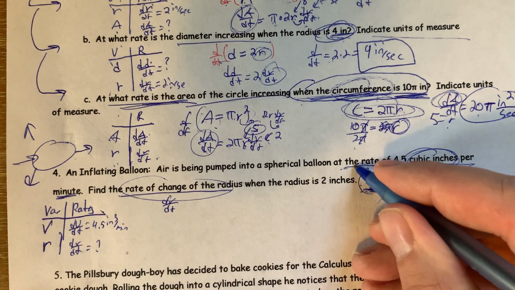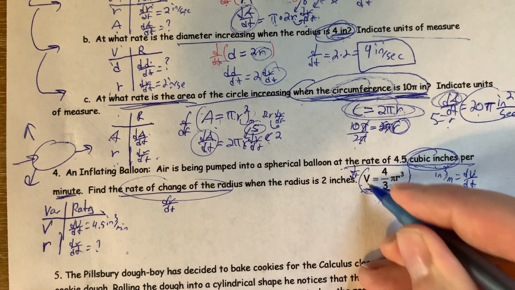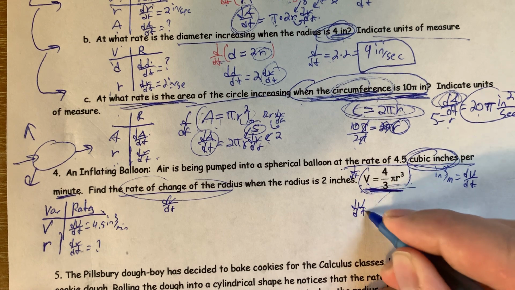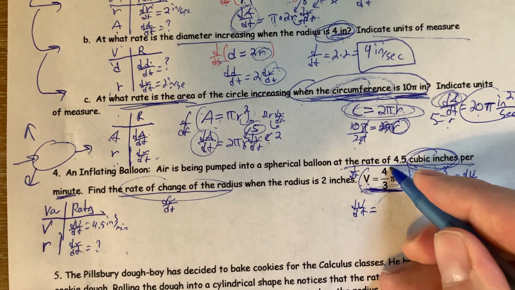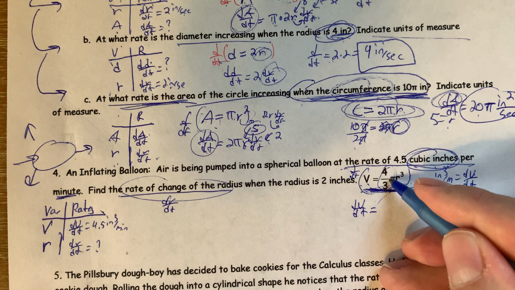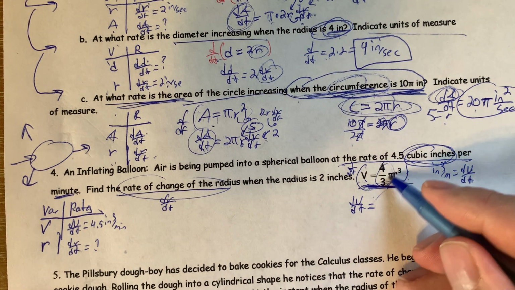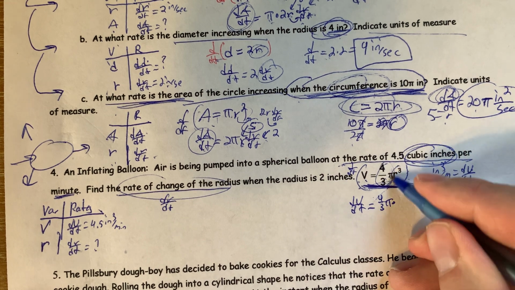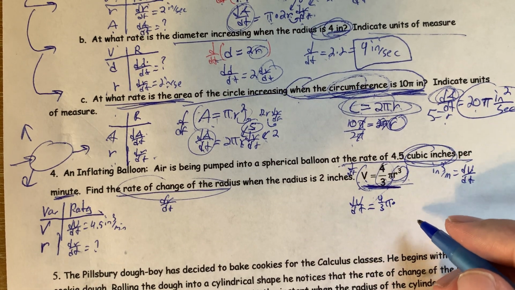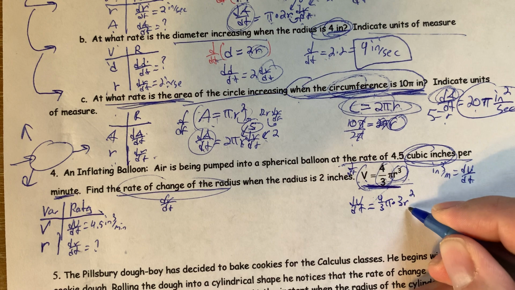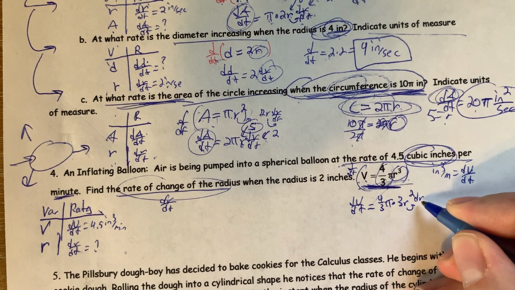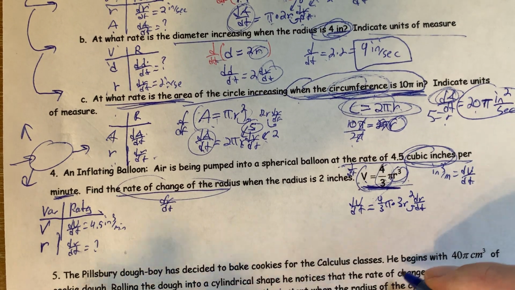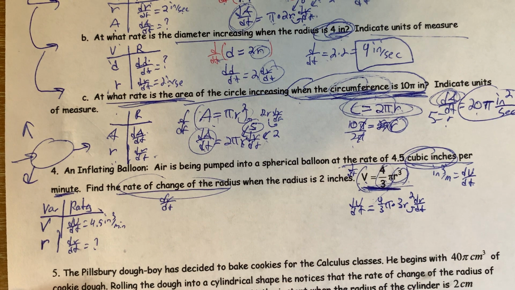So d/dt, the derivative of volume is dV/dt, which we know. 4/3 pi is all a constant. These are just numbers. Pi is 3.14. These are just a constant multiplier. So it's 4/3 pi times the derivative of r cubed, which is 3r squared times dr/dt. And now let's see if we can plug it in.